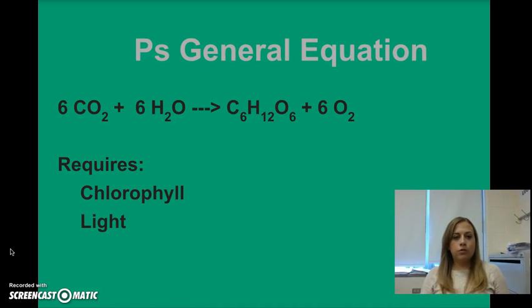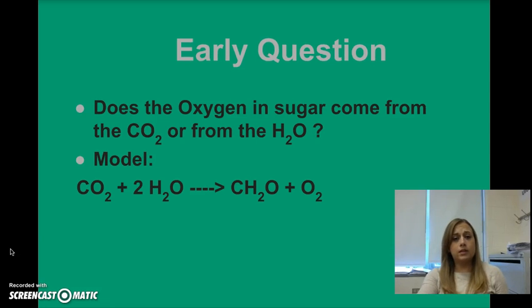This is your general formula. So you've got 6 carbon dioxides and 6 waters that will make 1 glucose molecule and also release 6 oxygen molecules. Other requirements for this to take place are chlorophyll and light.